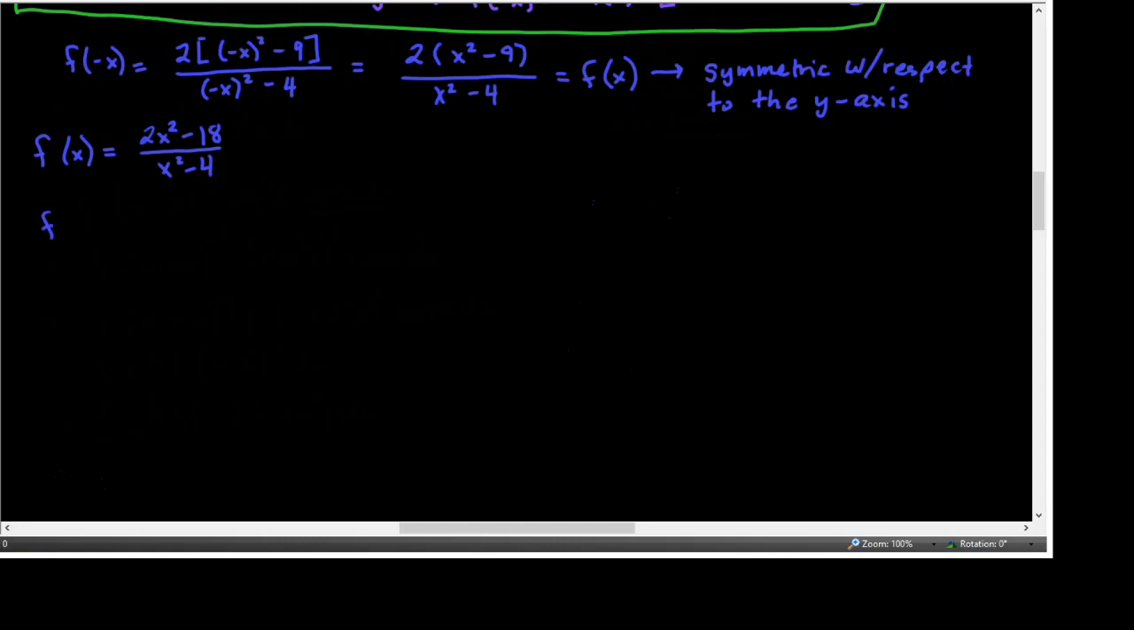Okay, so f prime. Since that's a quotient, I'm going to use the quotient rule. So low d high minus high d low all over the square of low.